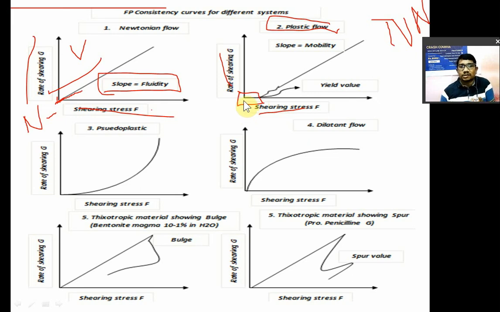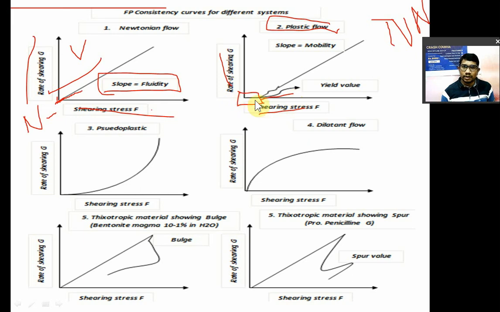Well, some amount of stress is already required for the material, and it will not start to flow immediately upon application of stress. It will absorb some kind of force. Somewhere, after some amount of force, it will start flowing.